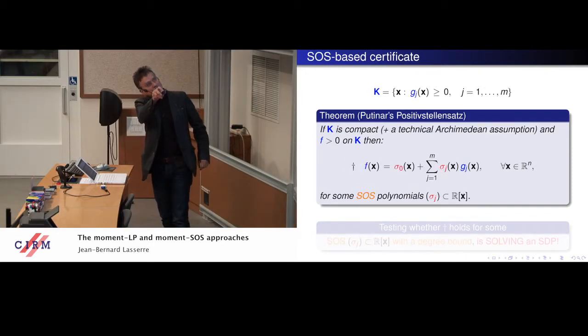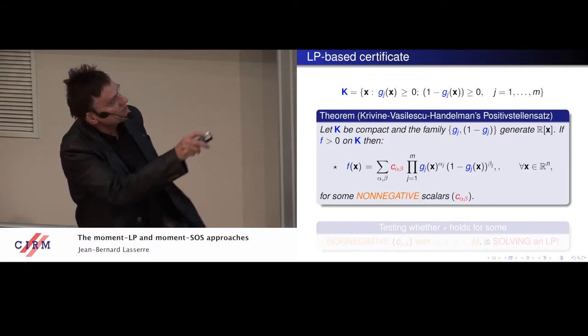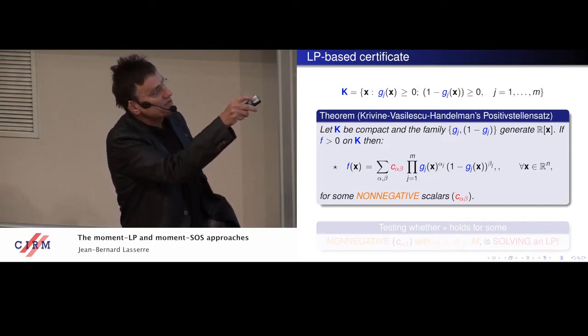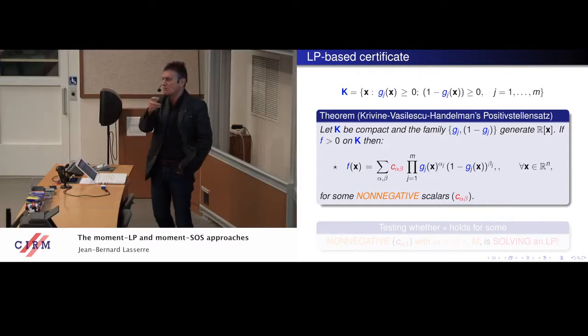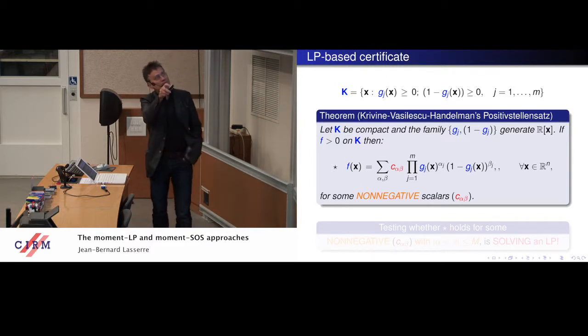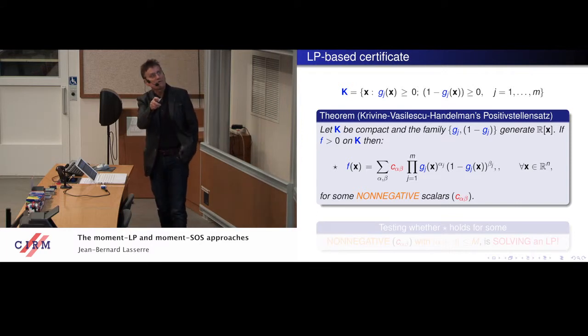Here, you have a representation which is linear in the g_j, and the weight is a polynomial. So there is some complexity in the weight. Now, in the LP representation, the weights are extremely simple. They are non-negative scalars, but now the complexity is in the power of the g_j. So you multiply the g_j between themselves, right? And of course, when you see a polynomial written in this form, again, it's immediate that this polynomial is positive on K, because when you evaluate f of x when x is in K, you immediately see that it is non-negative, right?